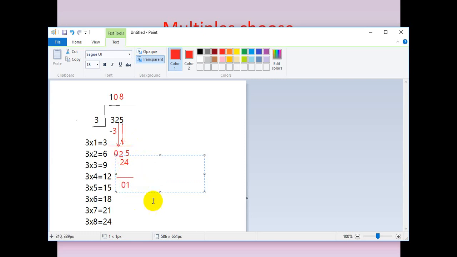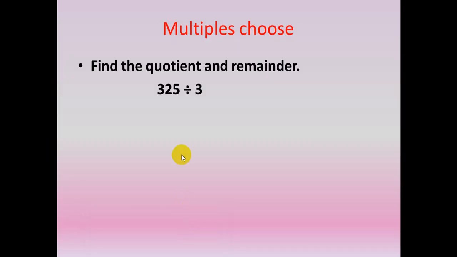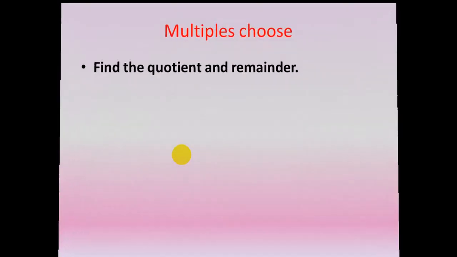How many remainder? Remainder 1. And the quotient is 108 and remainder 1. Yes, letter D, 108 remainder 1.